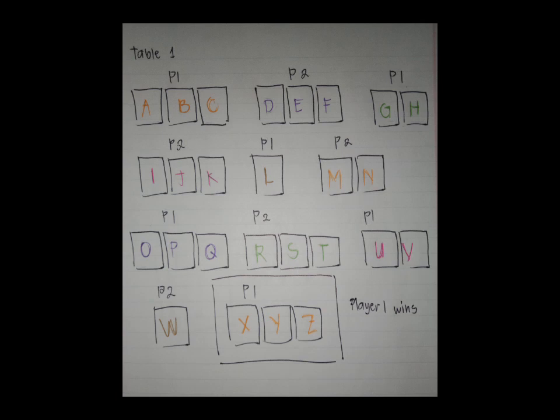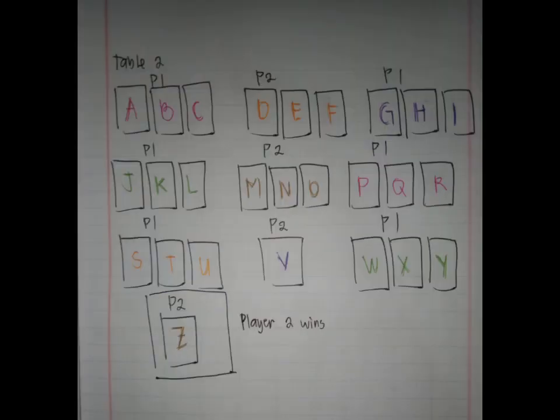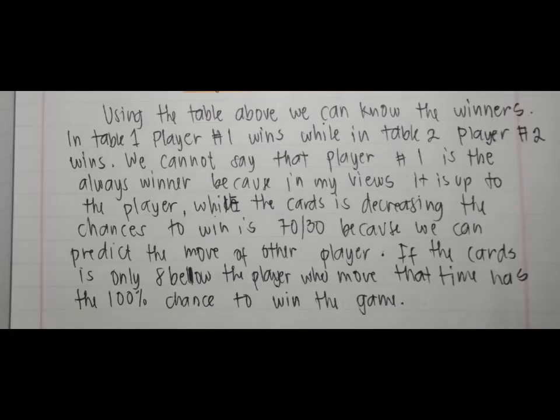Here is the overview of table number 1. Player 1 gets the letters X, Y, and Z. So player 1 is the winner. While in table 2, player 2 wins because player 2 gets the letter Z. Using the tables above, we can know the winners. In table 1, player number 1 wins, while in table 2, player number 2 wins.